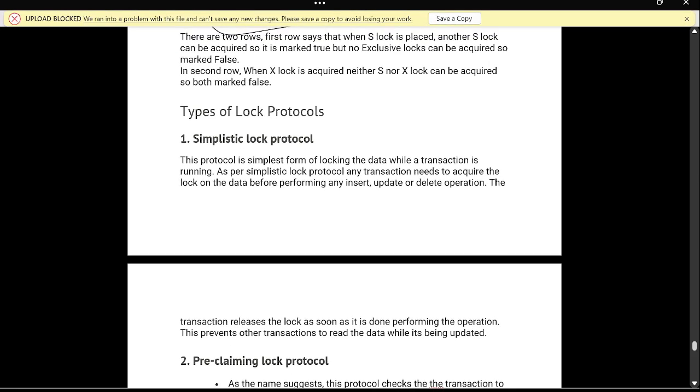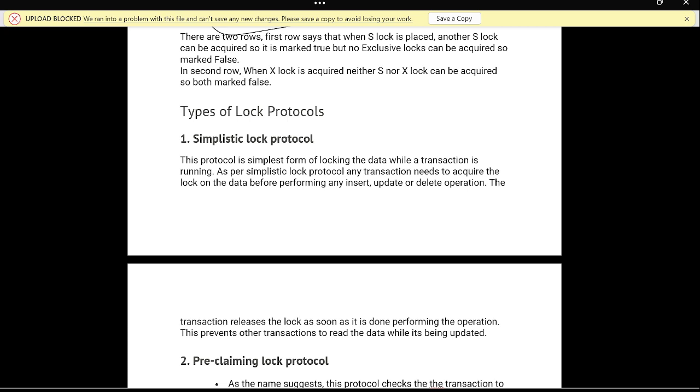Okay, so these are the things, and we are going to see the types of lock protocols which we have. The first one is the simplest lock protocol. Let's see the theory part first. This protocol is the simplest form of locking the data while the transaction is running.